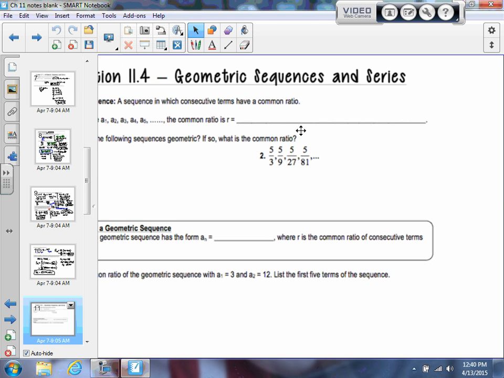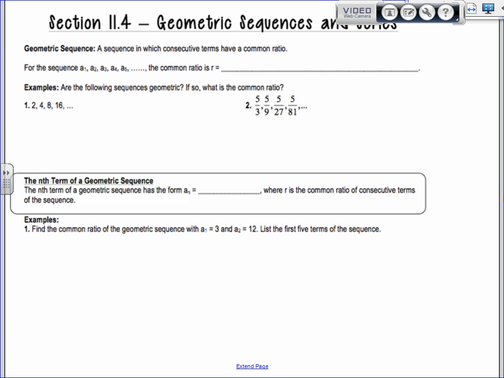11.4 is on geometric sequences and series. So last time we talked about arithmetic sequences and series, which were when you were adding what we call a common difference to each term. So something like 2, 4, 6, 8, 10, right? You're always adding 2. Now we're going to be talking about a geometric sequence, which is when you're multiplying by the same thing. So maybe you have 2, 4, but then it goes 8, 16, 32, 64, right?